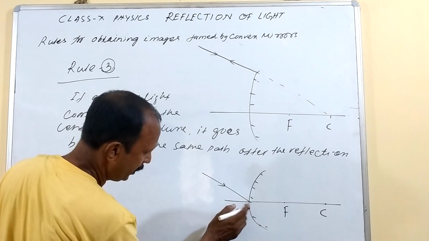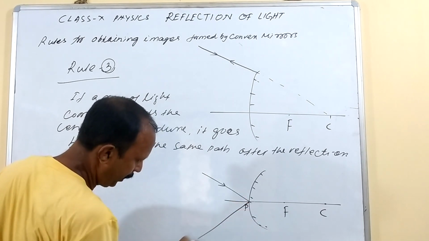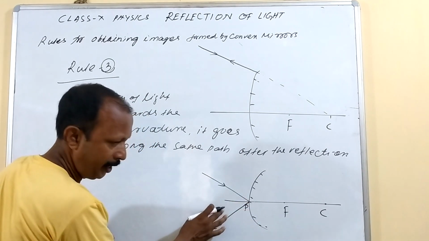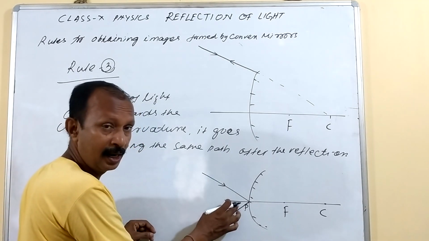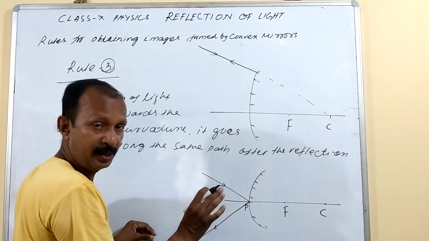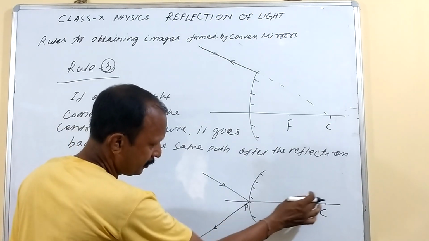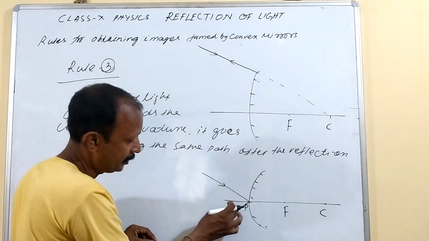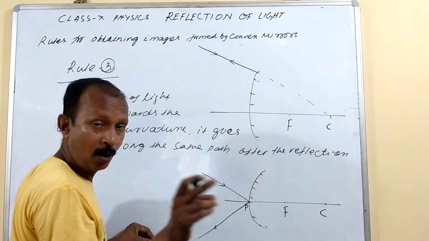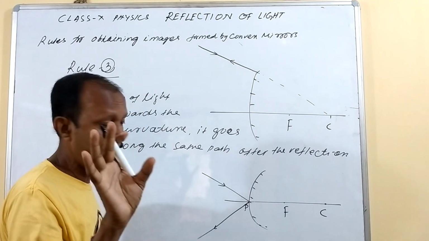So after incidence, it will reflect, making the same angle with the principal axis, because the principal axis itself is a normal. This is the angle of incidence, this is the angle of reflection. All the time it obeys the laws of reflection.